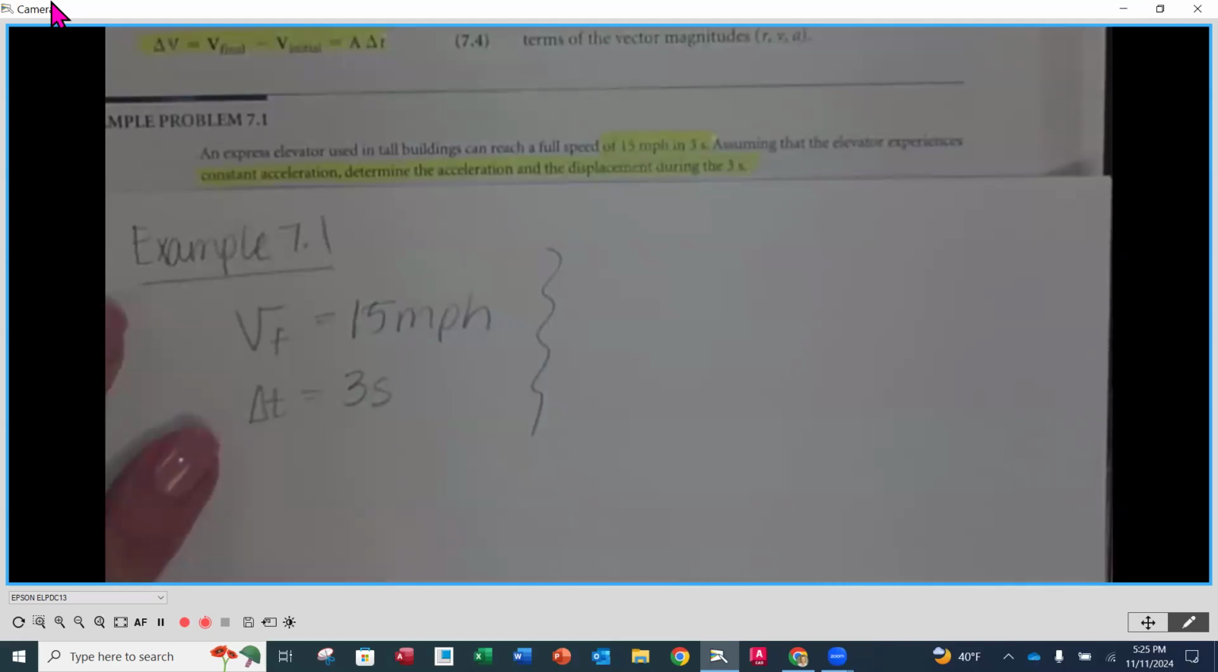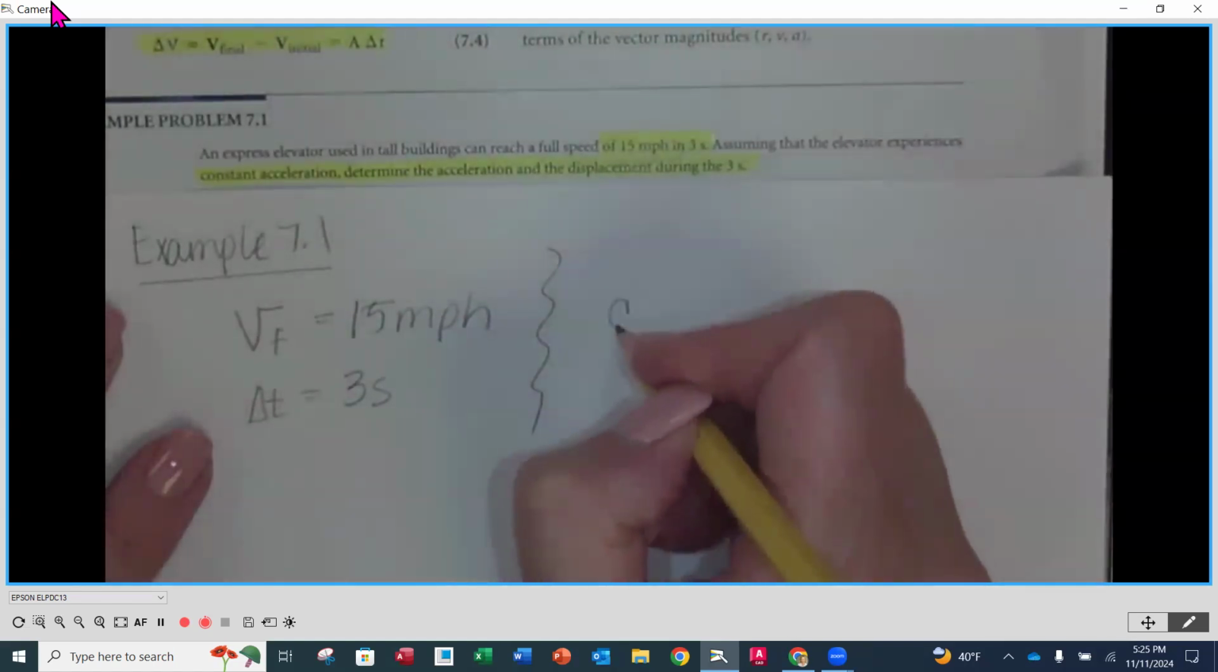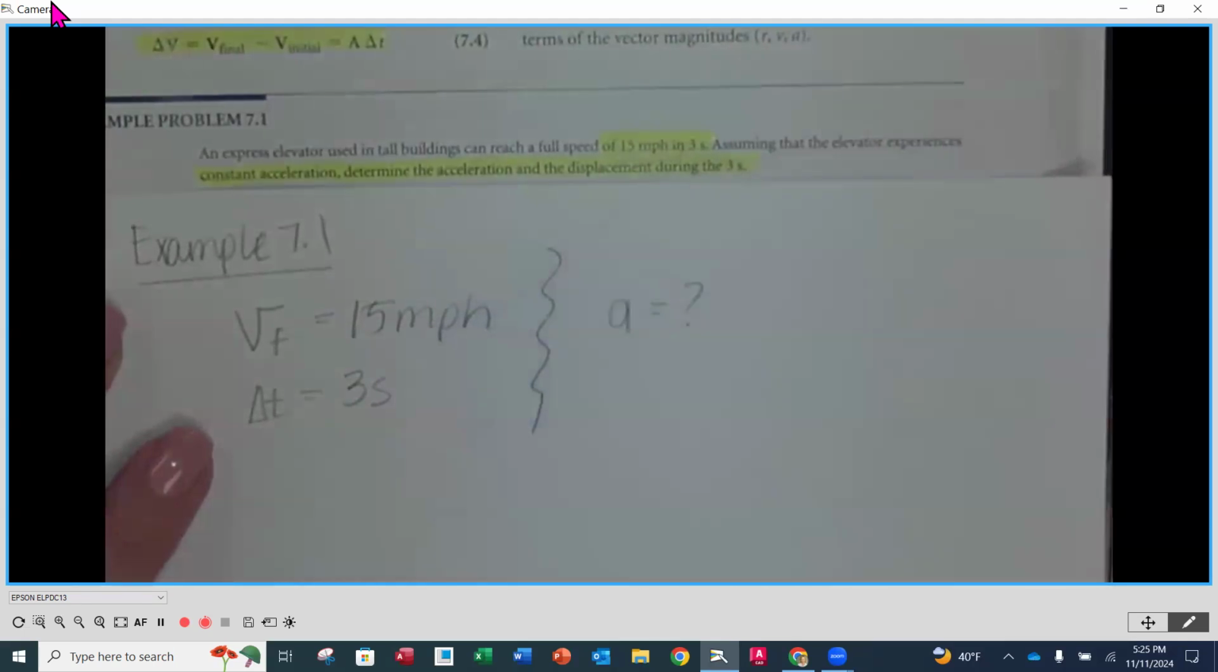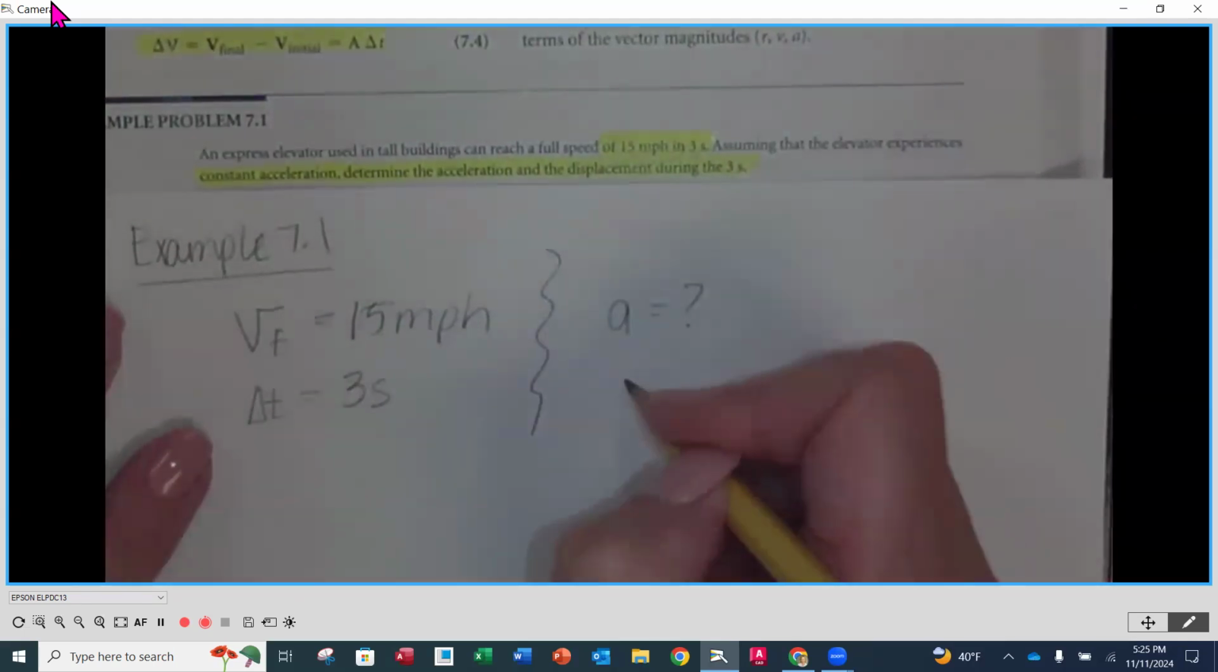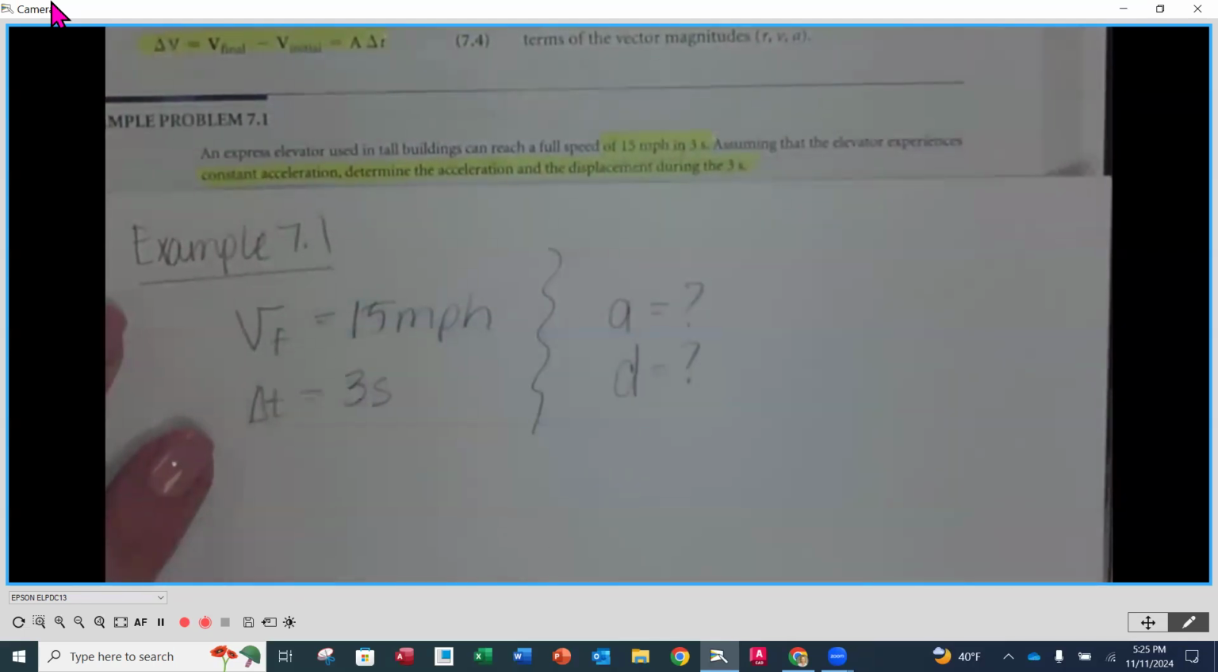I heard something in the back. I just couldn't hear it. Acceleration. Okay, so A, right? And displacement or that distance, right? Good. Right. So those are the two things.